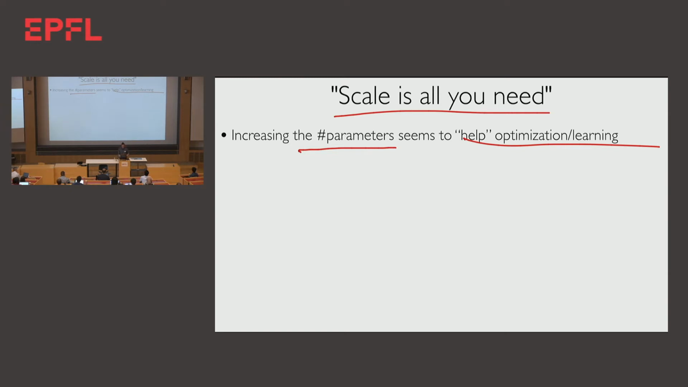It also helps optimization. This is something I found out recently. Sometimes optimization becomes faster because of more parameters. So you need fewer passes over the data if the model is larger. This is completely insane. Nobody understands why it happens, but it does. And that's why we like scale. So this trend is not going away anytime soon, as far as I understand.